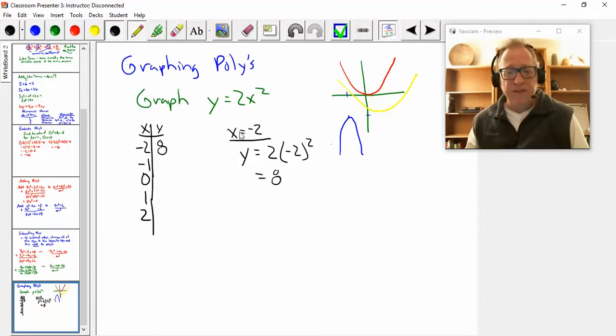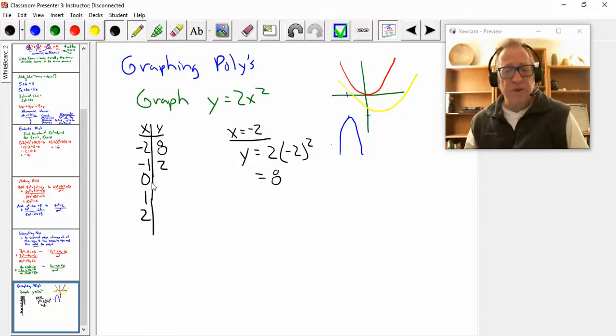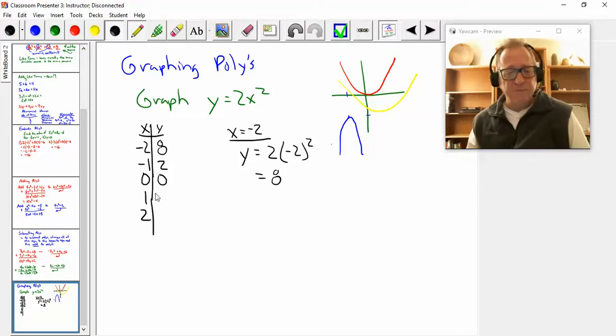How about when x is -1? Well, when x is -1, I have -1 squared, which is 1, and 1 times 2 is 2. When x is 0, let's see, 0 squared is 0, 0 times 2 is 0. Yep, this one has a vertex at the origin. It's going to look kind of like that red one, although this red one looks kind of fat. I think this 2 tends to make these parabolas, as they're called, a little bit skinnier.